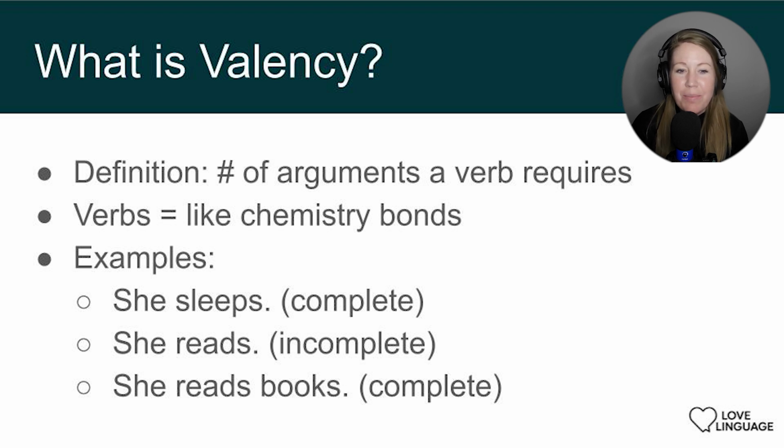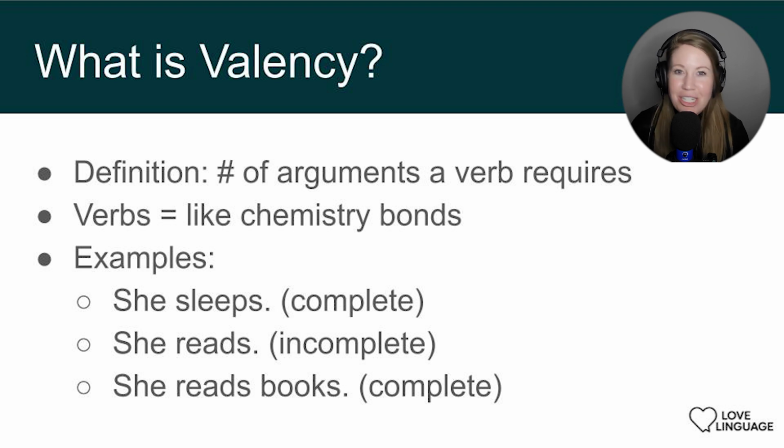Arguments are the participants in the event described by the verb. Let's take the verb kick as an example. From the meaning of kick, we know there has to be someone doing the kicking and something being kicked. That means kick has two valencies. The kicker, which is the subject, and the kickee, which is the object. For example, Charlie Brown kicked the ball.